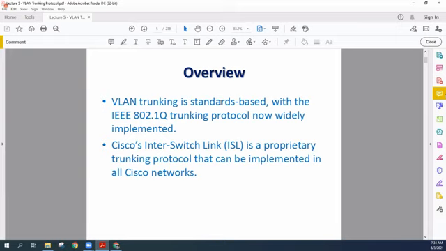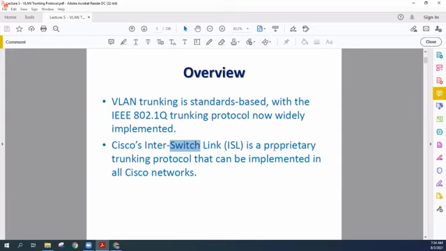VLAN trunking related standards have been introduced by IEEE. So the standard number is 802.1q. Right? 802.1q. It is a trunking protocol now widely implemented. Actually there are a few others. One example is Cisco Inter-Switch Link.